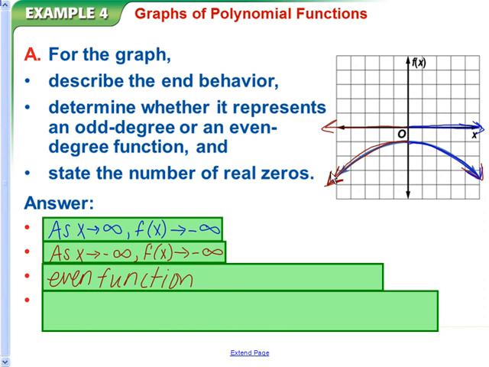And then the number of real zeros. Well, we wrote that down also. Real zeros is how many times it touches the x-axis, or intercepts the x-axis. And this never does, so it has no real zeros.